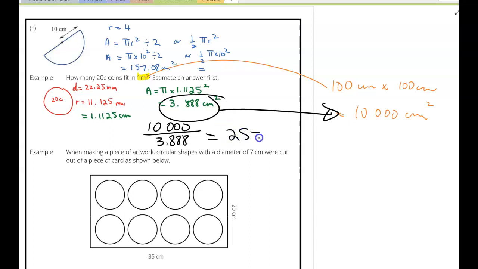2,572. I meant to say estimate your answer first. Would you have estimated about 2,500? Probably not. Yeah. It's a bit deceiving. 1 metre squared is actually quite a big area.